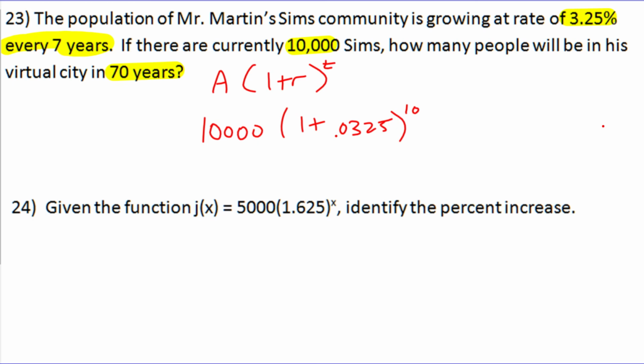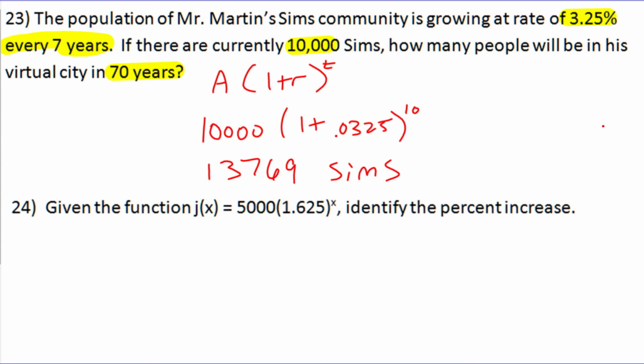And again, I get a nice big number. It's a nice long number. It's, in this case, about 1.377. And I'm going to multiply that by 10,000, which is our starting value. And we're going to say that after 70 years there are going to be 13,769 Sims in my Sims community. We're talking about a real life thing, so we're going to round to the nearest whole Sim. We're not going to keep any decimal fraction parts of Sims.